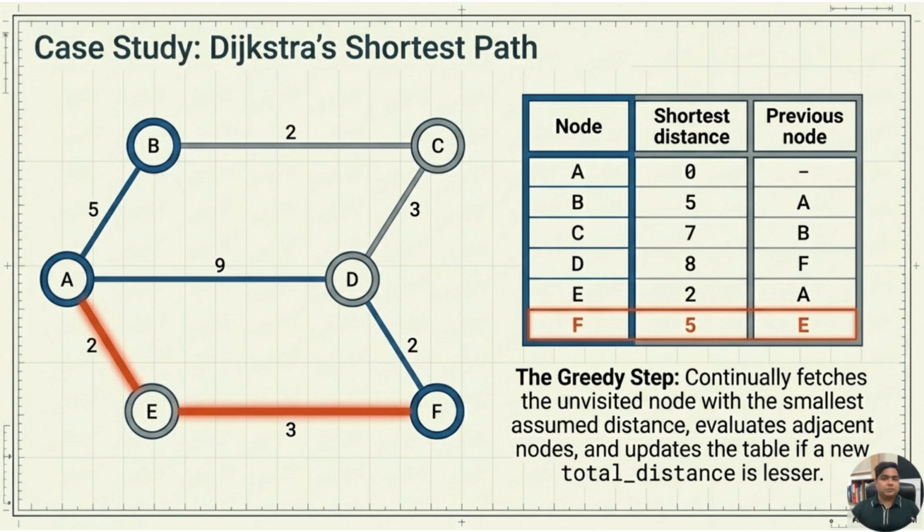From E, we can reach F with an additional distance of 3. Since A to E is 2 and E to F is 3, the total distance from A to F becomes 5. The table on the slide stores three things: the node, the shortest known distance, and the previous node. The previous node helps us reconstruct the actual path. For example, if F has shortest distance 5 and previous node E, that means the shortest route to F goes through E. This algorithm is greedy because it always selects the nearest unvisited node at each step. But for graphs with non-negative edge weights, this greedy strategy gives the correct shortest path.